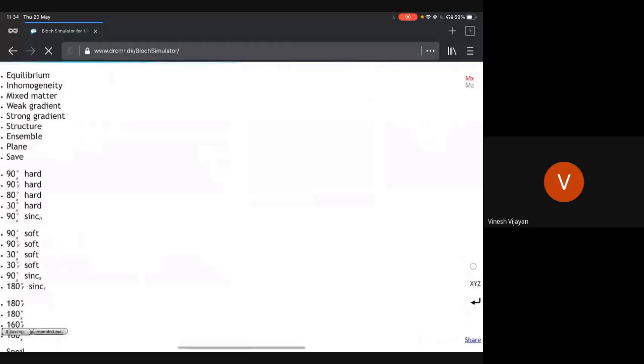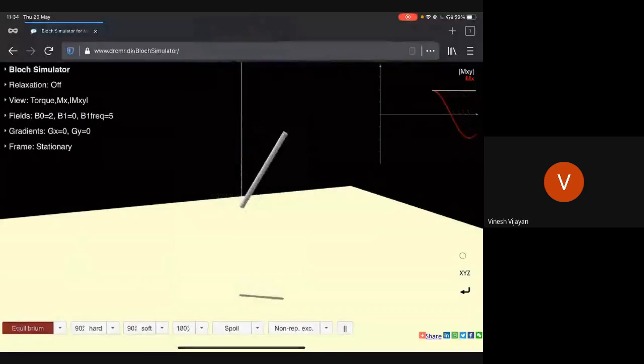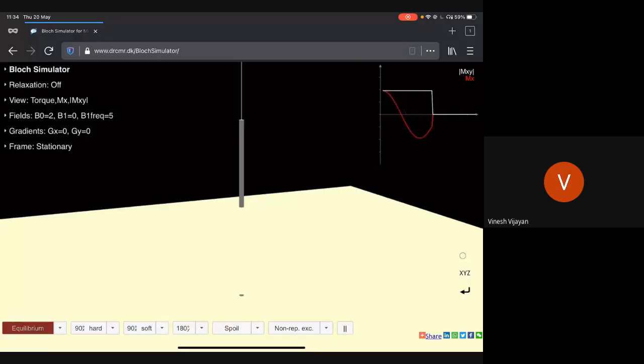I'm really not sure how good these simulations are going to end up working. So let me go back to equilibrium. What you end up seeing here is that the bulk magnetization is shown as a cylindrical gray rod. And then let's say you apply a 90 degree pulse. What ends up happening is that you tilt the magnetization.